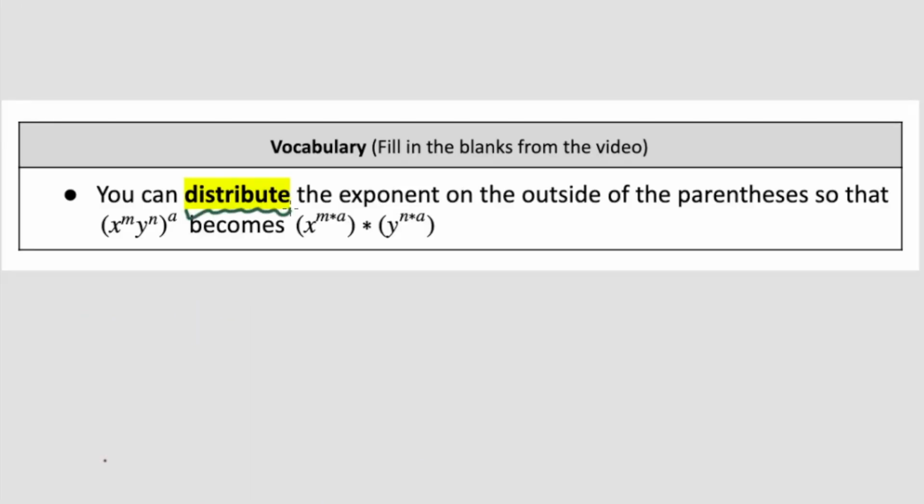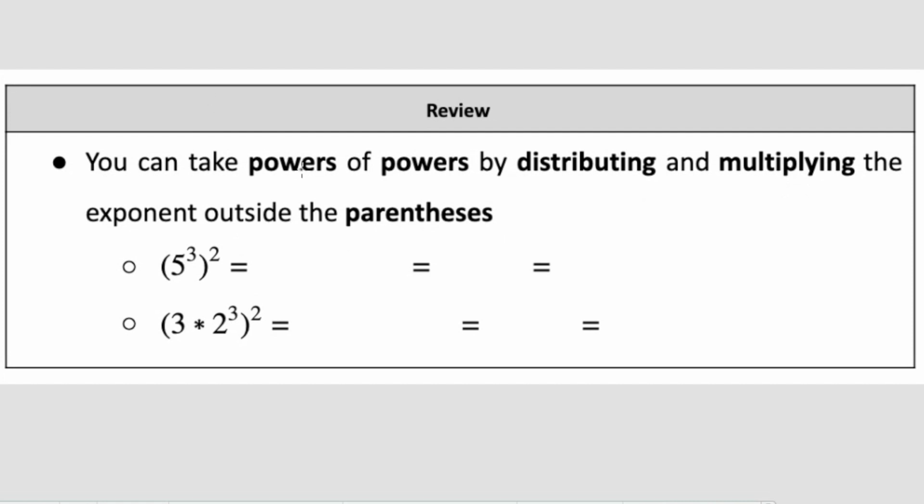So let's go over the vocabulary to close things out. So we can distribute. We learned that we can distribute the exponent on the outside of the parentheses. So that this term right here, that a on the outside, gets distributed to the m and the n separately. Finally, we can review. So we just took powers of powers by distributing and multiplying the exponent outside the parentheses.